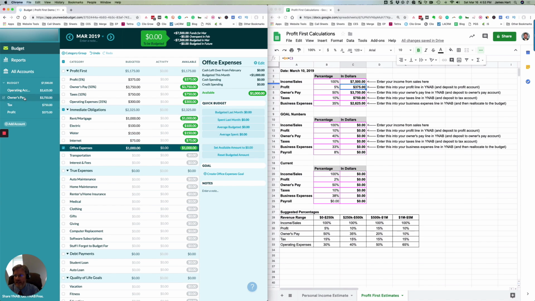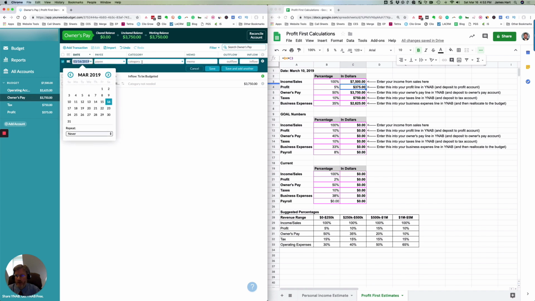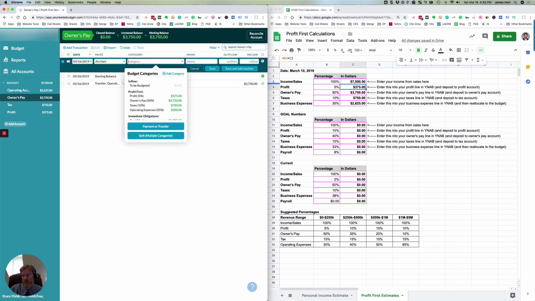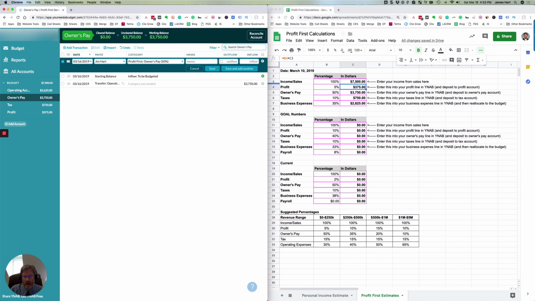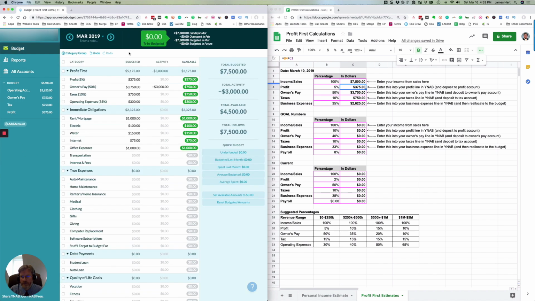And then when you take money out of your owner's pay, so let's say you take a draw and you pay yourself, Jim Hart, you're going to take it from the owner's pay category. I'm going to take a draw of $3,000, write a check to myself, and then you come over into your budget, and it'll show you took that $3,000 out, you've got $750 left in your owner's pay.